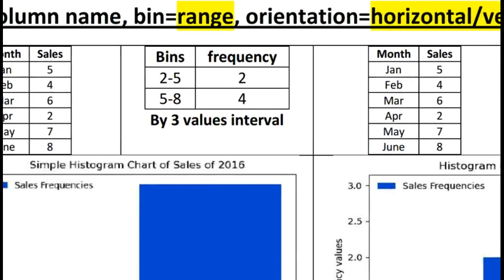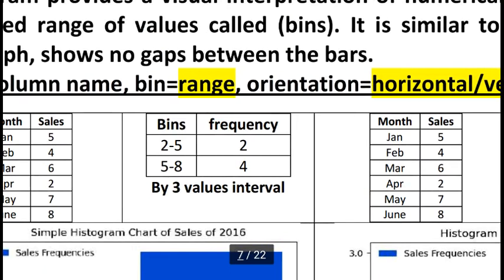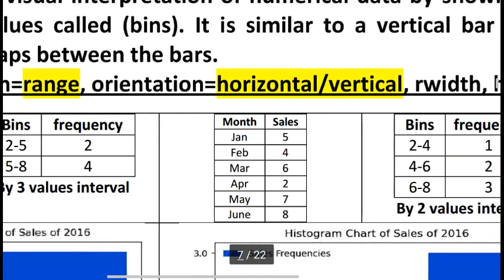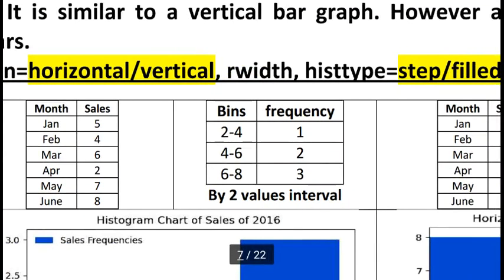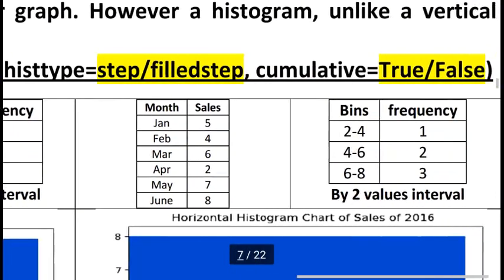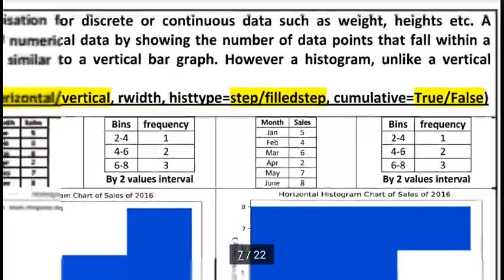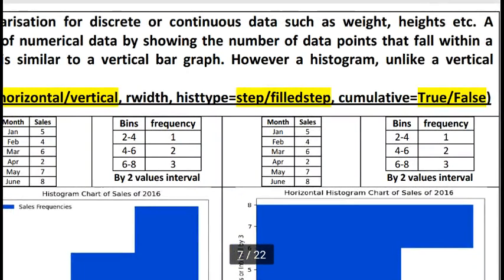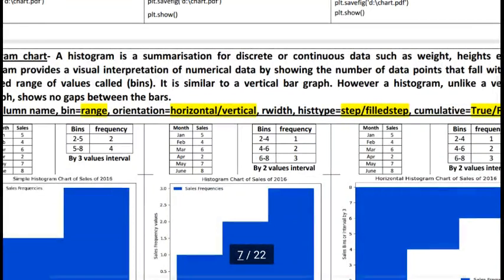Here I am using bins. Bins is equal to range. Bins means group, interval. Orientation means we can control the horizontal or vertical form. Rwidth is the width of the bars. Histtype means step or filled step. Cumulative is true or false. These are the other parameters we can use in our histogram, but this will become clear with the help of an example.